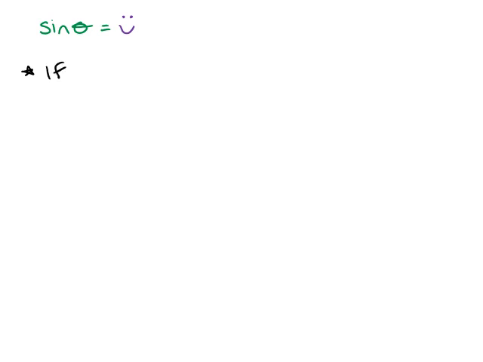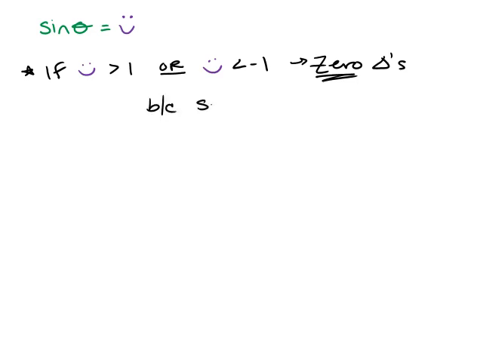If smiley face is greater than 1, or if smiley face is less than -1, there will be 0 triangles. The reason for this is that the domain of sine inverse is between -1 and 1, so smiley face has to be between -1 and 1.